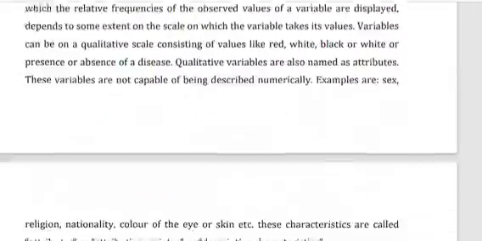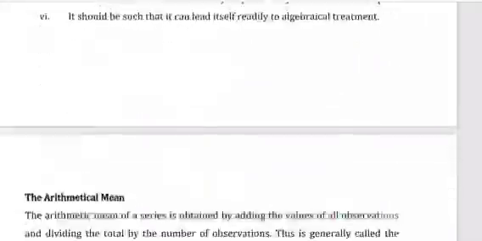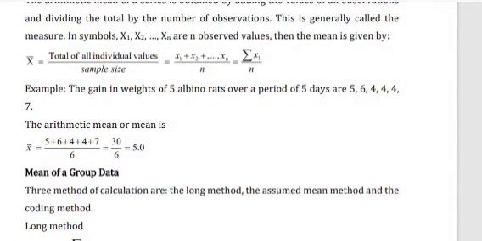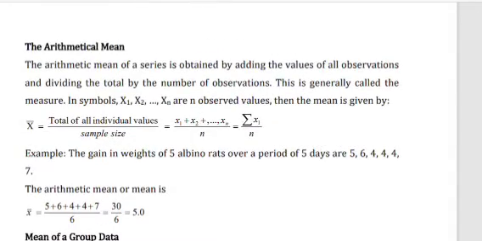Okay, you're going to read all this one yourselves. So let's look at the arithmetic mean. The arithmetic mean is very simple. In arithmetic mean, you simply add all the numbers together and divide by the total number of terms. So what are the terms here? The terms are 5, 6, 4, 4, 4.